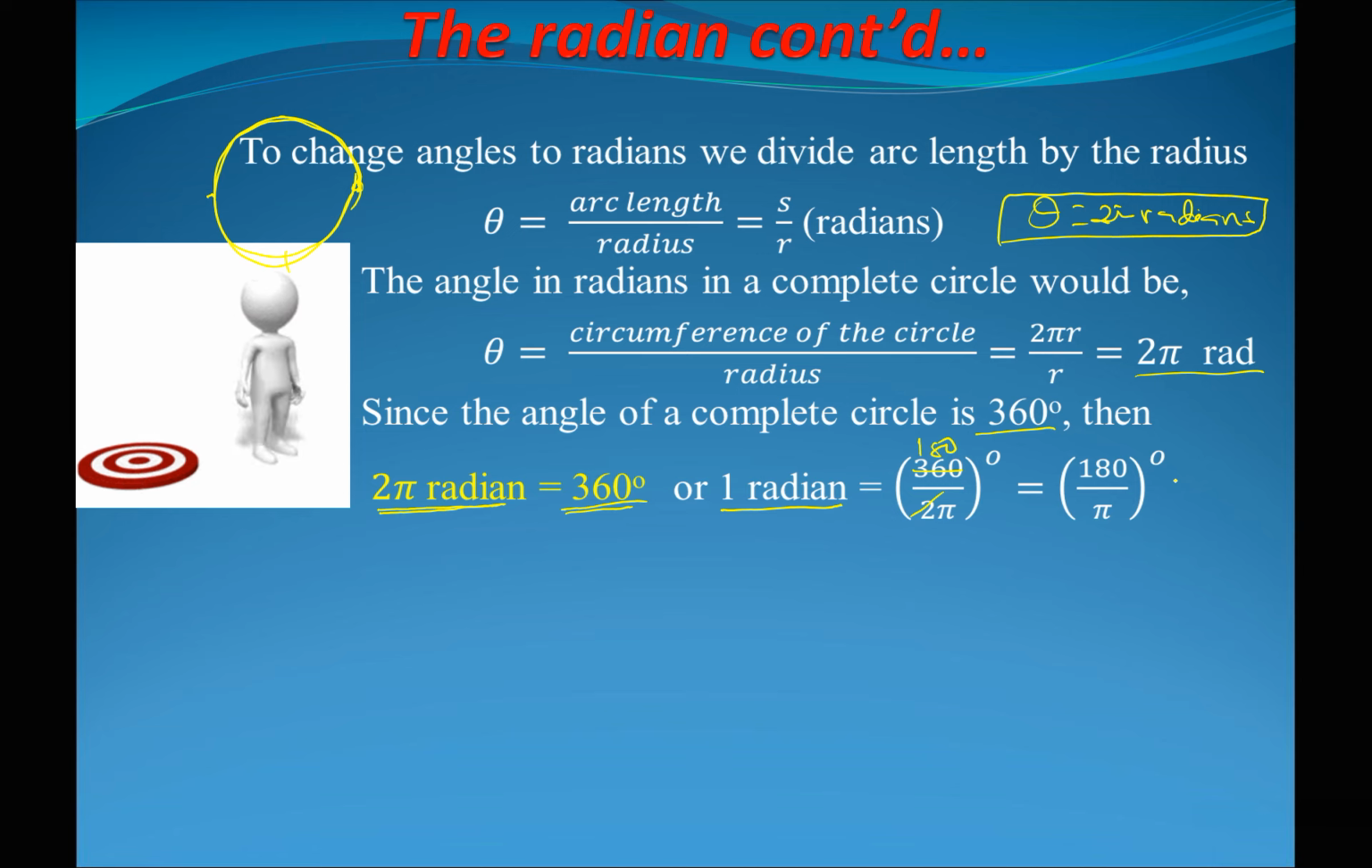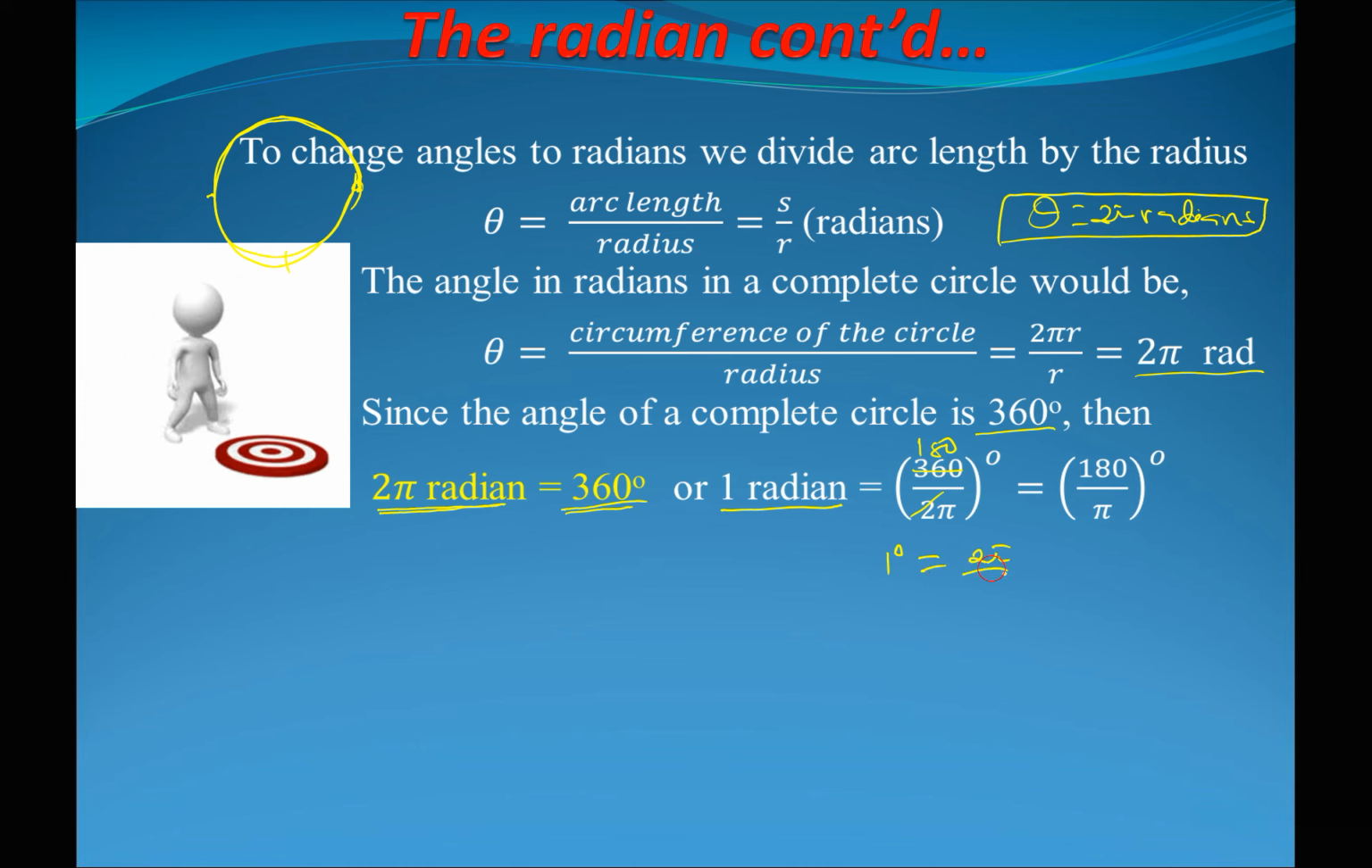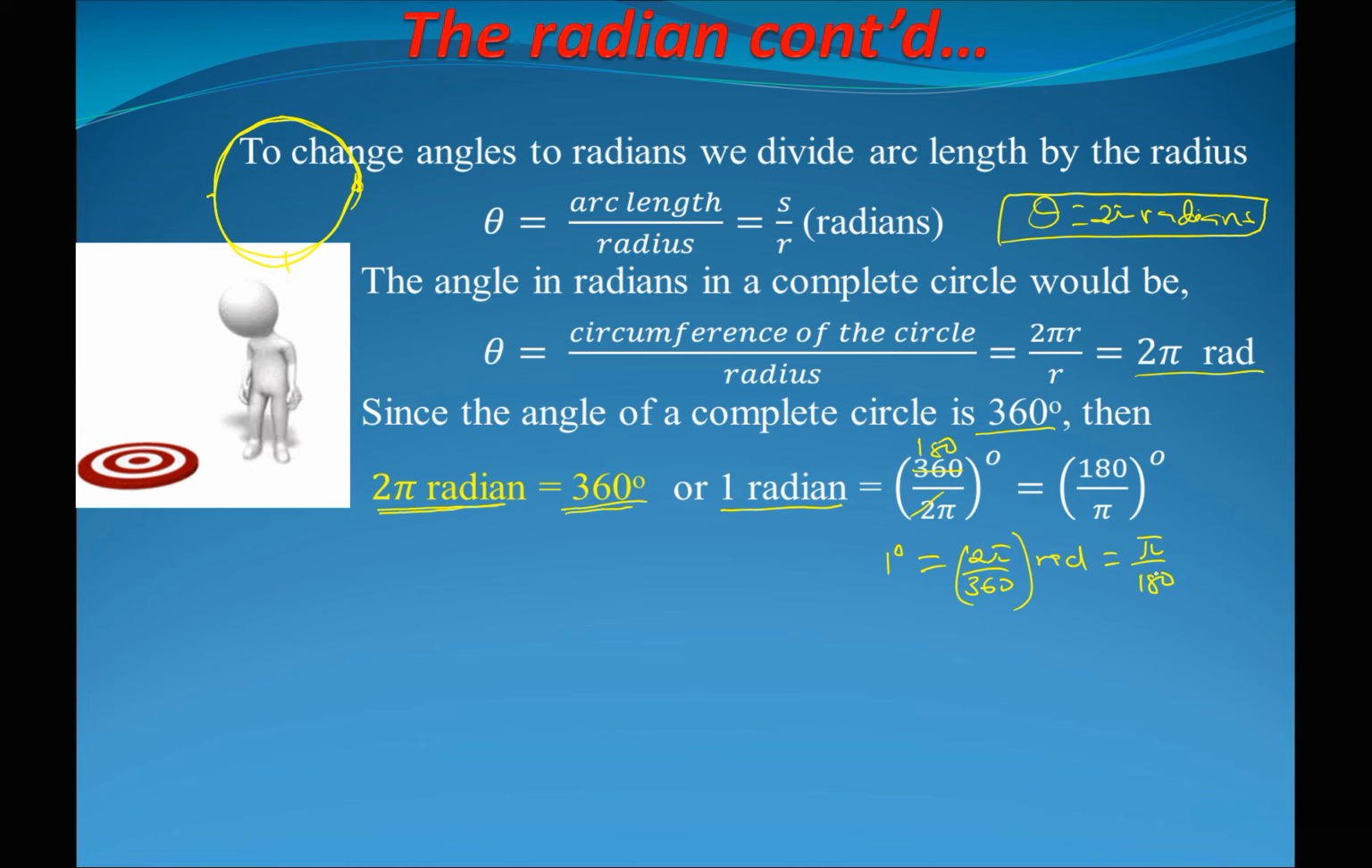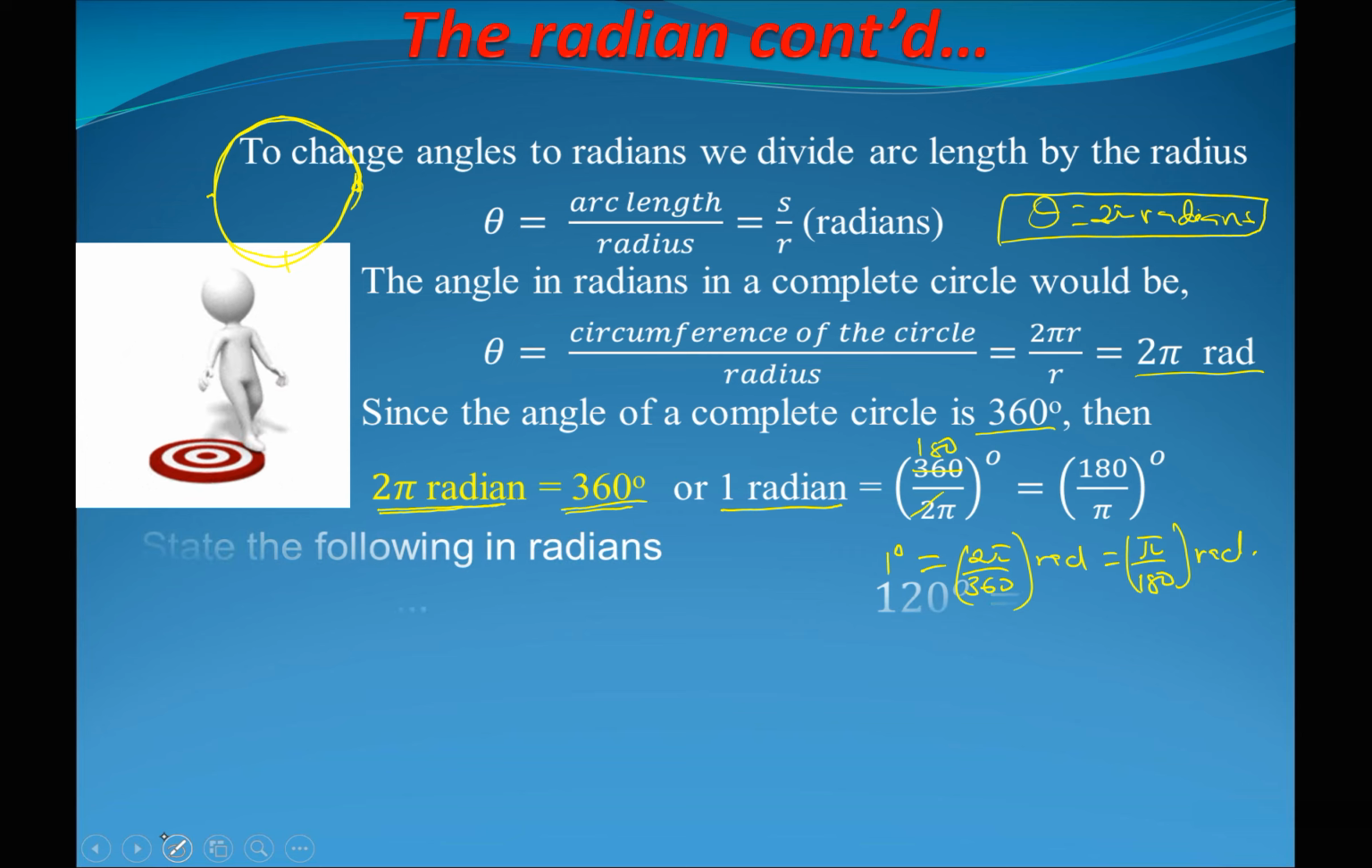On the other hand, if 1 radian is the same as 180 degrees over pi, then what is 1 degree? 1 degree would therefore be 2 pi divided by 360, and this would be in radians. So 1 degree is the same as pi divided by 180 in radians. It is just the reciprocal. So I should therefore be able to convert from degrees to radians and from radians to degrees. Let's try this out and see examples.